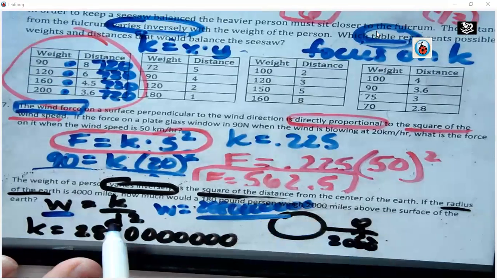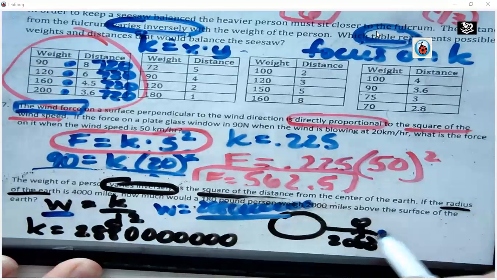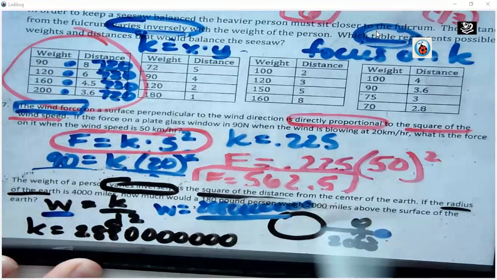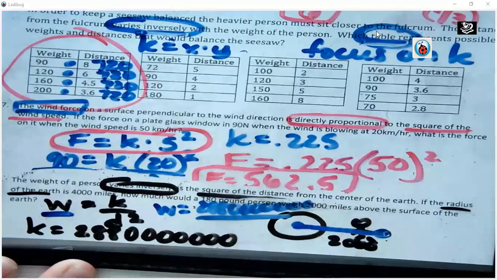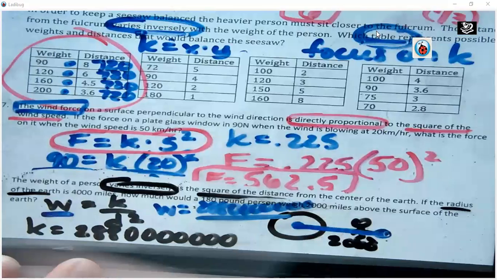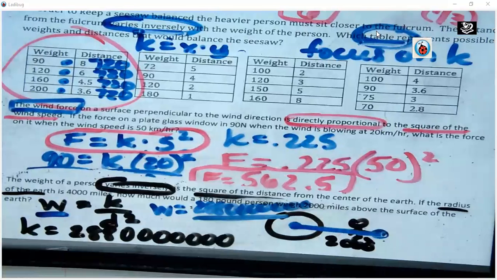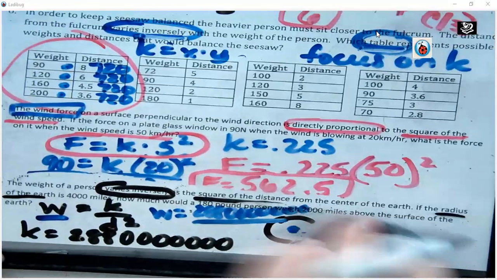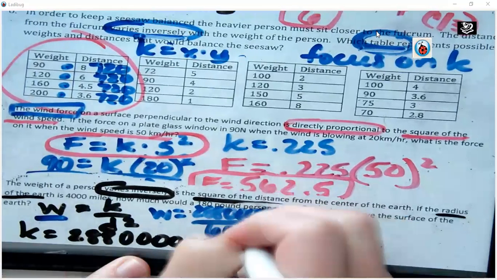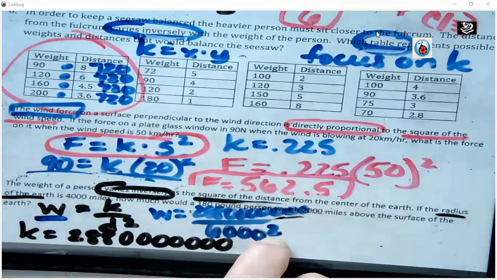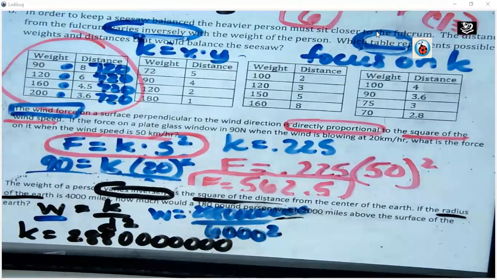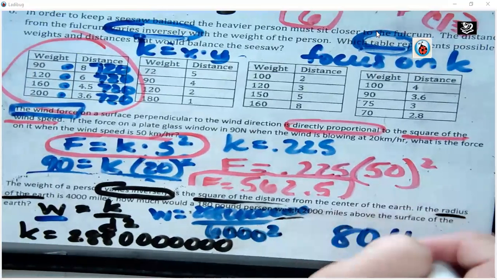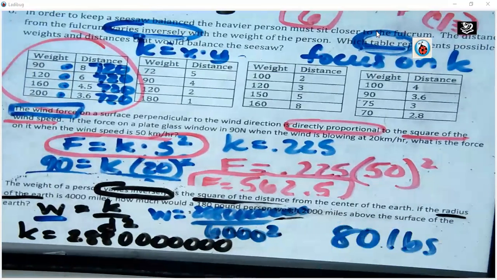And here's where it gets a little tricky. What is their distance from the center of the earth? When they're 2,000 miles above the earth, how far are they from the center? 6,000, because you have to add in the 4,000. So we've got 6,000, and we have to remember to square it. So K divided by 6,000 squared gives you 80. They would weigh 80 pounds in space.